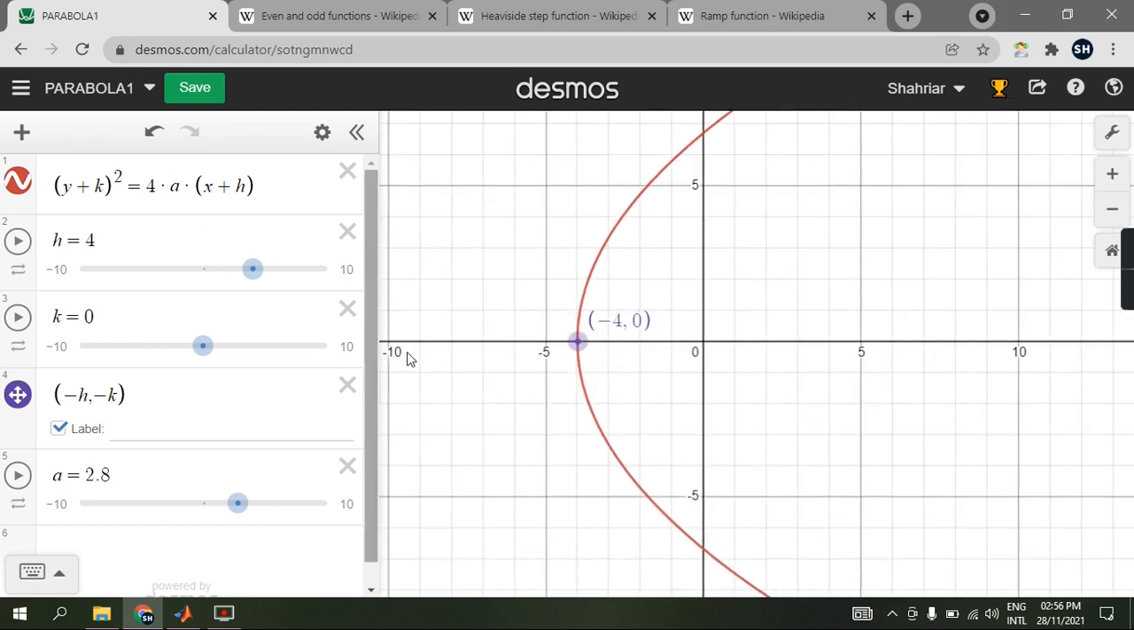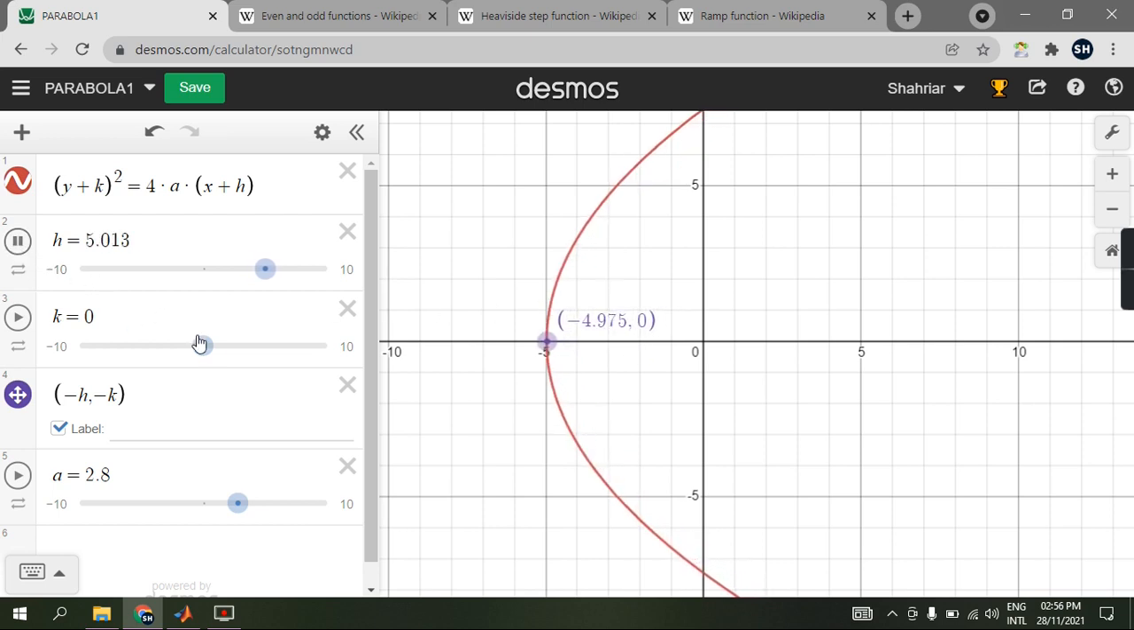This is because, for example, if we have the value of h equals 4, then for x equals minus 4, that is minus 4 plus 4, we get the value of y as 0. So even though we set the value of h equals plus 4 here, we're getting y equals 0 at x equals minus 4. So that's how it works.